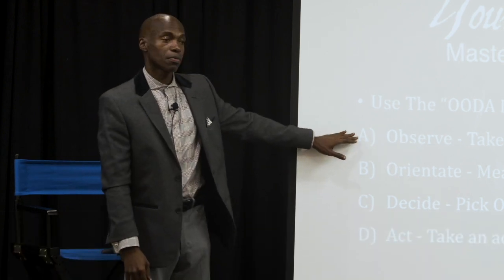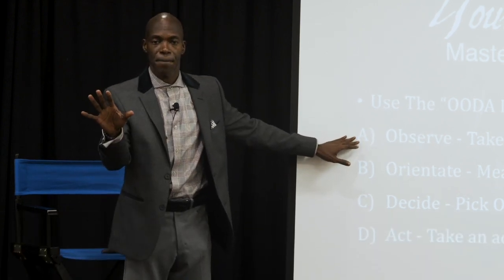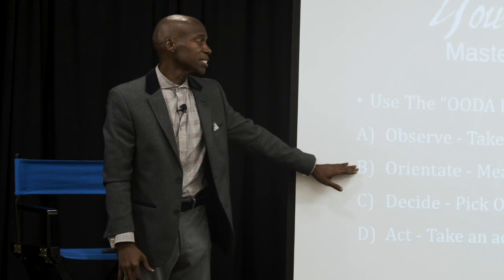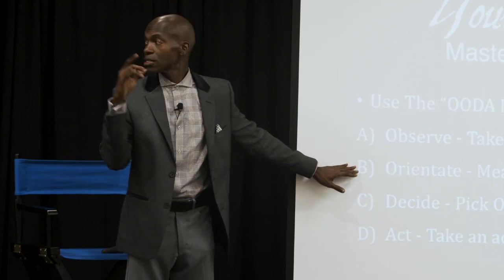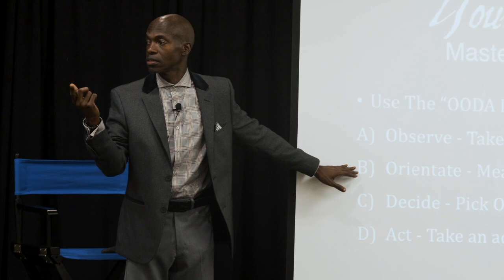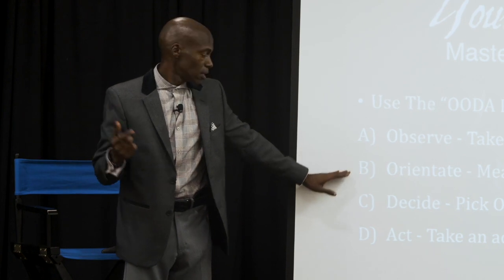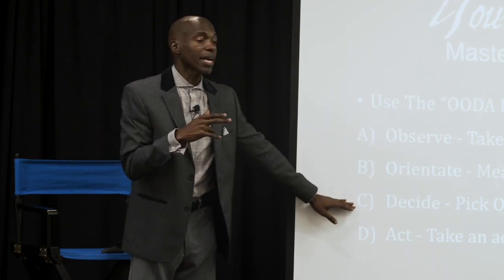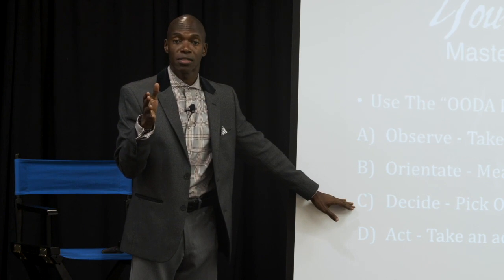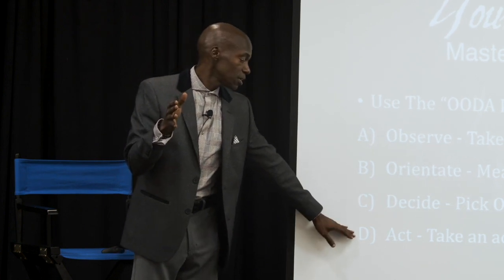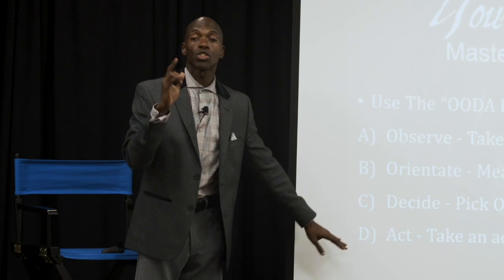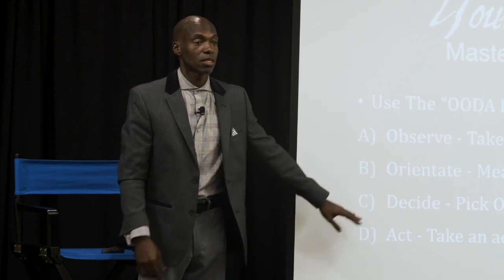First we what? Observe. That means take a what? Take a look. Then we orientate. We measure and weigh out our options of our observation. Got it? Then we decide. We pick the best option for us. Then we act. We take an action towards that previous what? Decision. It's called the OODA loop.